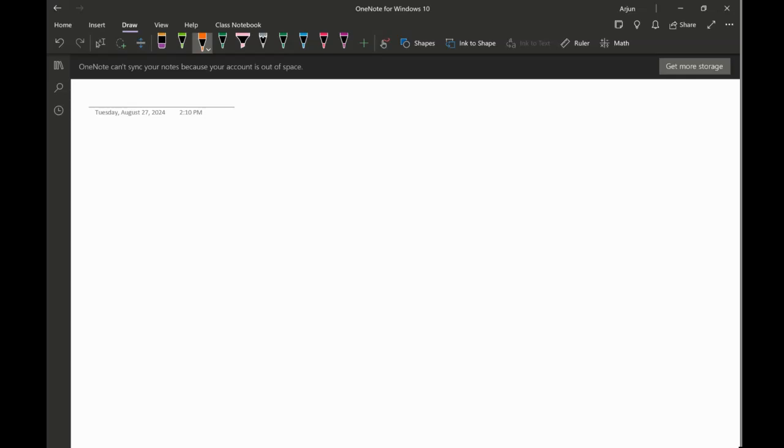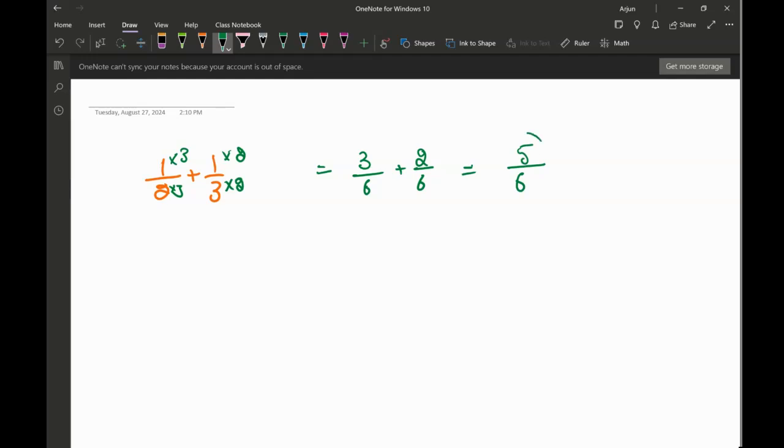So the first term, which I'm going to take as a question, is 1 over 2 plus 1 over 3. If I am adding these two numbers, what do I need to do? I will multiply this with 2, this with 2, and this with 3, and this with 3, so I can add them. So this is 3 over 6 plus 2 over 6, and then the base is the same, that is 6, and this will be 5 over 6.